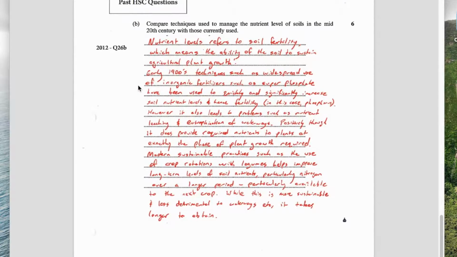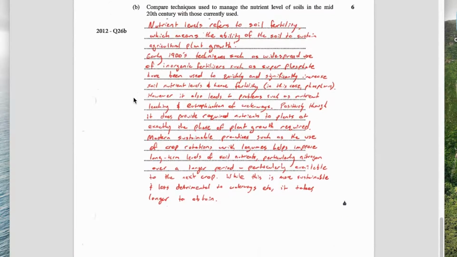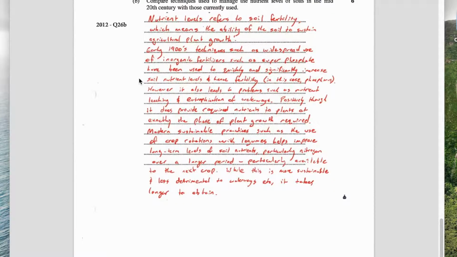Early 1900 techniques such as widespread use of inorganic fertilizers such as superphosphate have been used to quickly and significantly improve or increase soil nutrient levels and hence fertility, in this case phosphorus. However, it also leads to problems such as nutrient leaching, which means it moving down through the soil and out of the plant's reach, and eutrophication of waterways. Positively though, it does provide required nutrients to plants at exactly the phase of plant growth required.